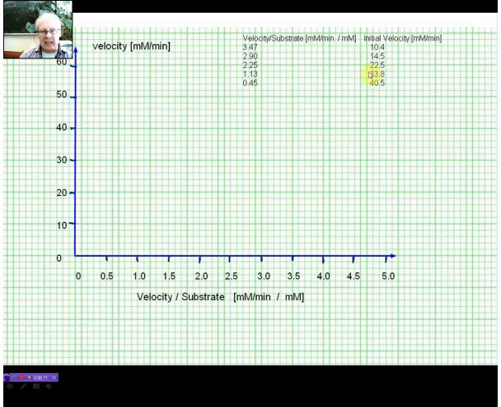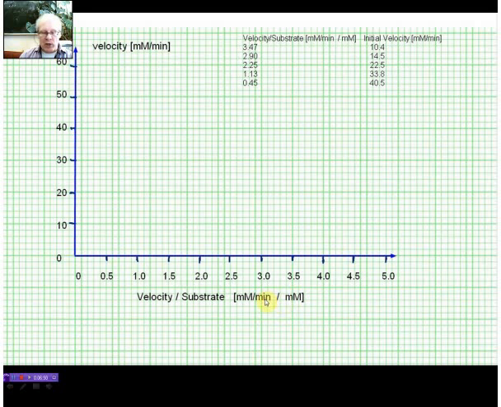Here is the initial velocity that we used, and here we've got velocity divided by the substrate concentration. We have to make sure that we do our plot correctly. So what we do, we plot on the x-axis velocity over substrate. That's the data that we just calculated, and we have to be mindful of the units. So the velocity is given in millimolar per minute and divided by the substrate concentration, again in millimolar.